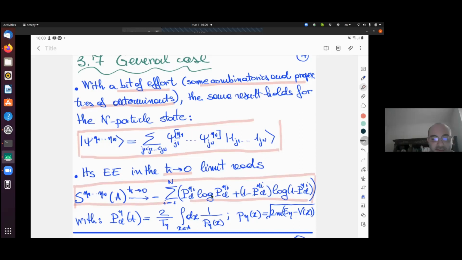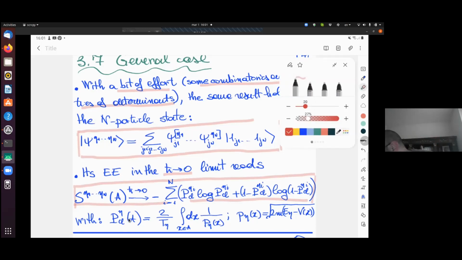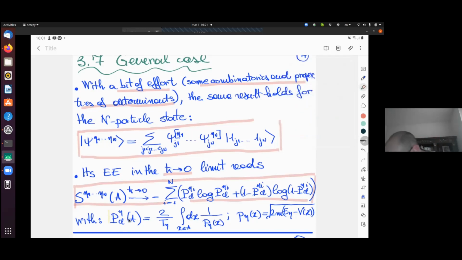And these n bits have a classical probability to be 0 or 1, and the classical probability to be 1 is the classical probability to observe the particle, the classical particle, inside region A. So this is really the final result. Here is the classical probability of finding the particle within region A, and P of eta is the classical momentum of the particle.